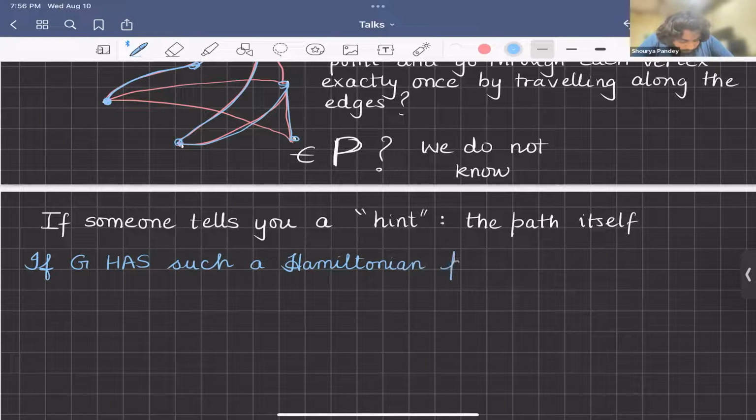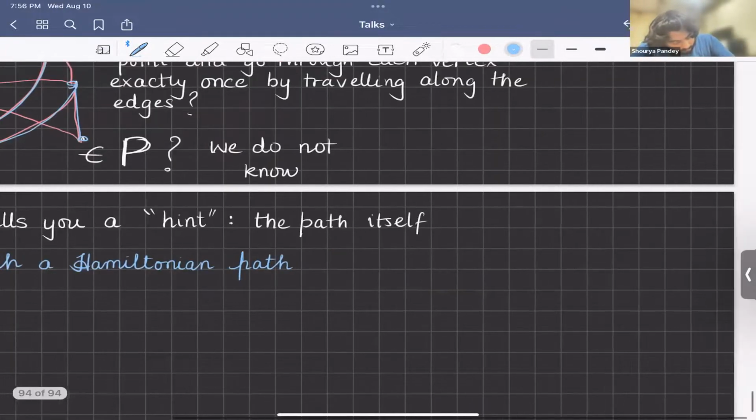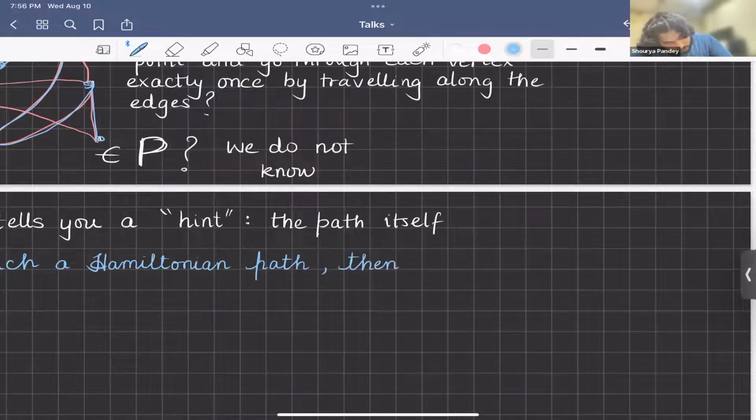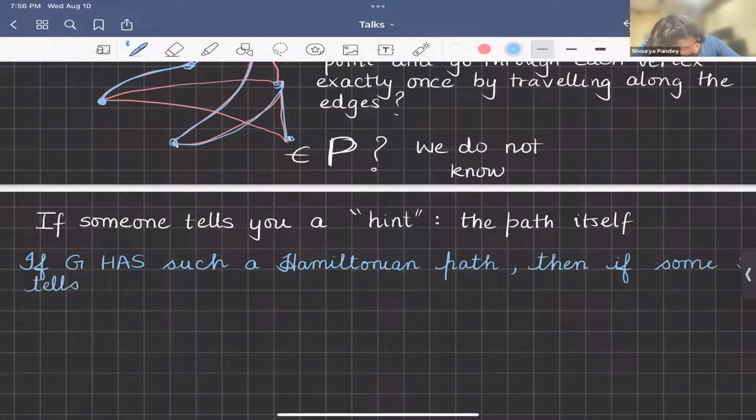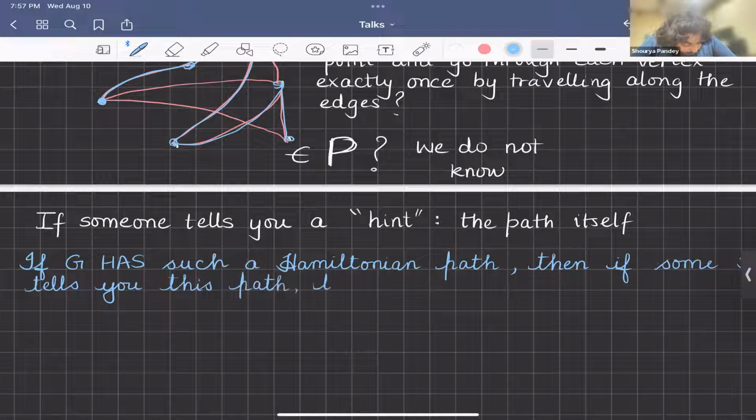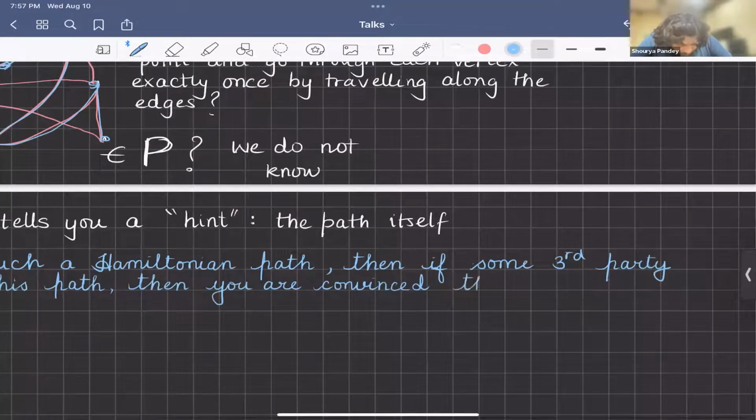Sometimes just called Hamilton. But if some third party tells you this path, then it's easy for you to be convinced of it, that there is such a path.